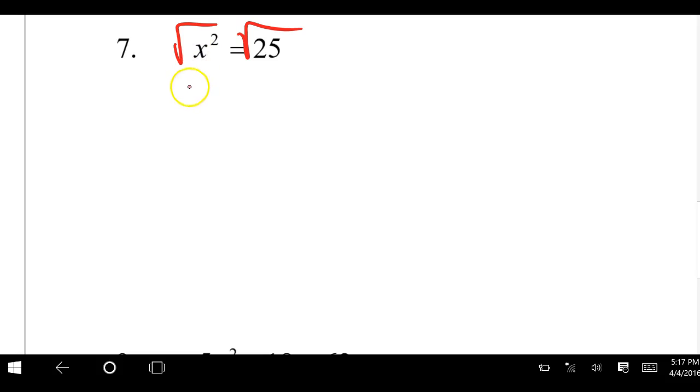So now square root of x squared is x. Square root of 25 is 5. But then remember, don't forget, if I take the square root of a number, it will have plus and minus. So then for my final answer, it will be plus 5 and negative 5.